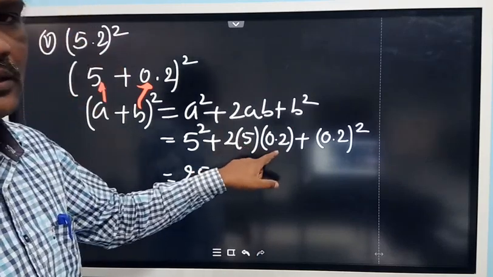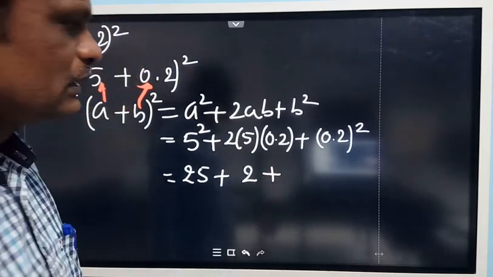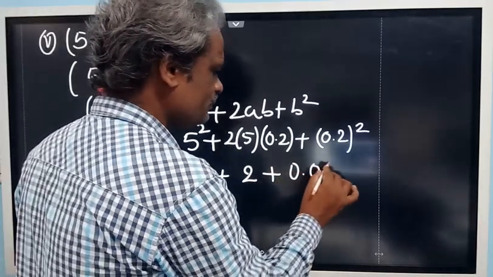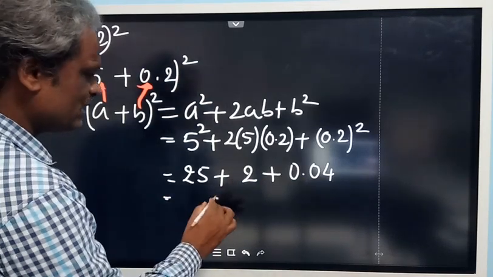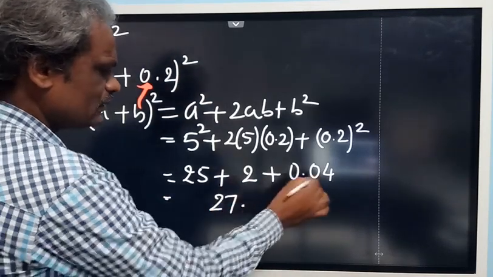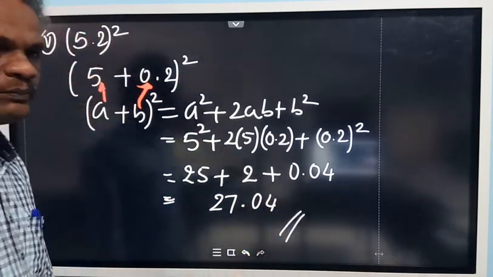10 into 0.2 gives you 2. 0.2 into 0.2 gives you 0.04. So now 25 plus 2 plus 0.04 is 27.04. 27.04 is the solution.